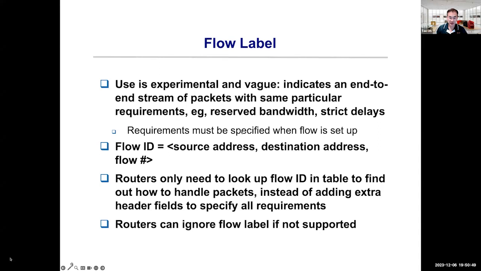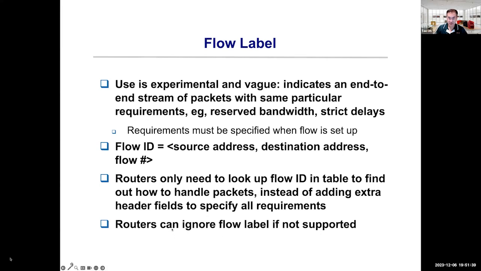So the flow label tends to have the source address, destination address, and there has to be a flow number. So once the hop receives it, if it looks at the flow ID and flow number, it doesn't have to think much. It just sends it to the next hop of the flow. So basically that's what I'm saying. The router doesn't need to look at the IP header. You just look at the flow ID, because you set it up first, then you send it down. So you look at the flow ID in the table to find out how to handle the packet instead of utilizing extra fields from the header.